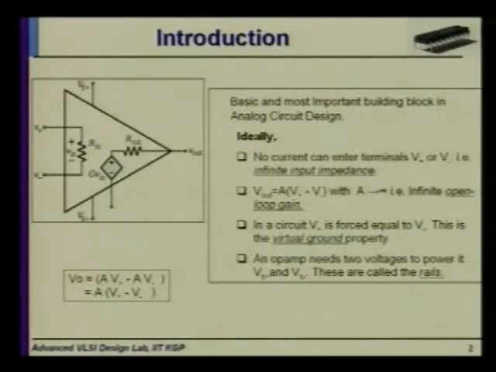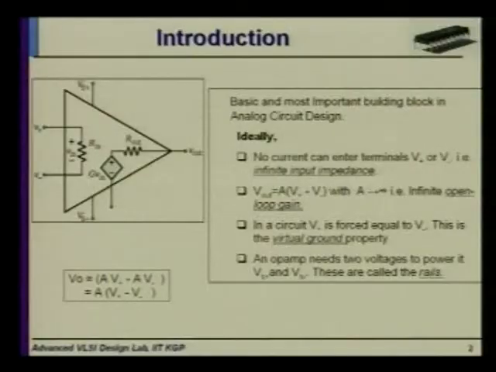Third one is that the V minus voltage, as it is forced to be equal to V plus, should remain constant all the time. This is termed virtual ground in small signal analysis. An op amp works between two voltage supplies, Vs plus and Vs minus. These are called rails. Vs minus is often taken to be ground. Actually this is not an actual ground; Vs minus is basically a reference. But for the sake of simplicity we can take it as ground.